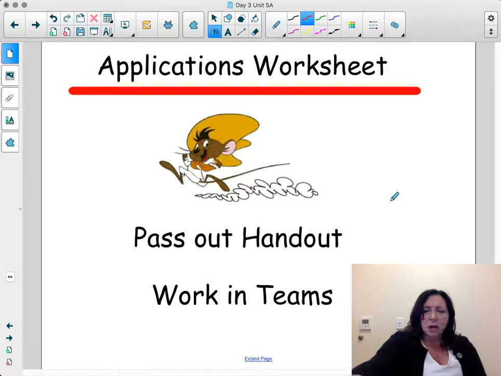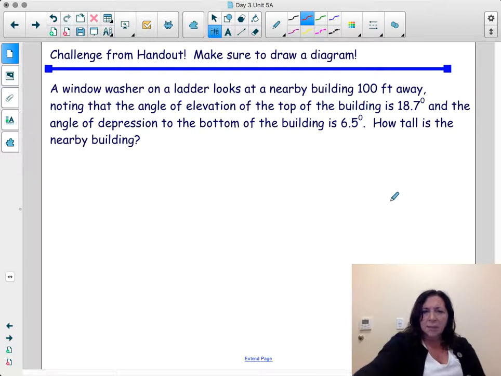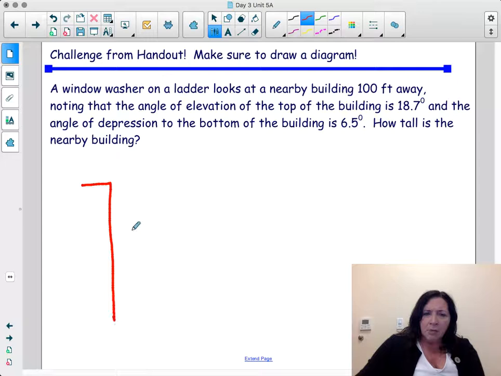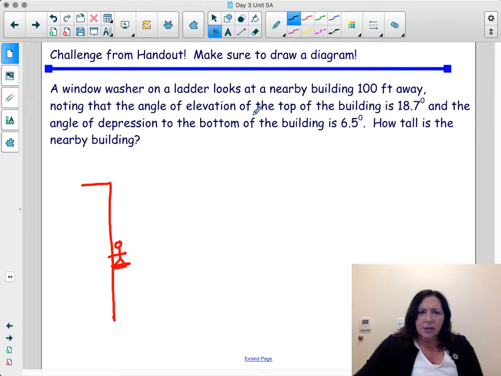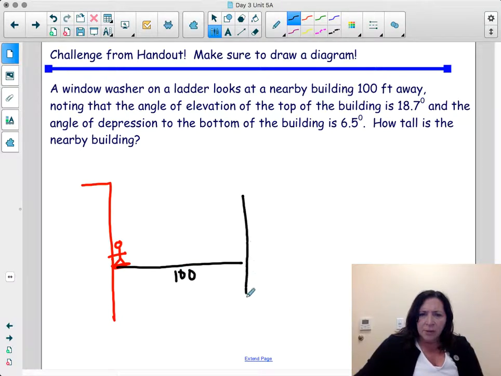Okay, so there's a couple more applications based on the application worksheet that we did. And we can do this one right here. This says this is a challenge. It says a window washer is on a building washing windows. Let's say this person is right here sitting out on this ledge. And it says the window washer looks at the nearby building that's 100 feet away. So here's 100 feet away, and here's a new building, okay?